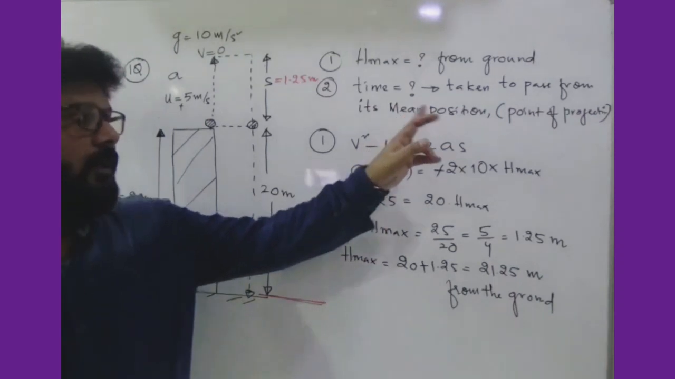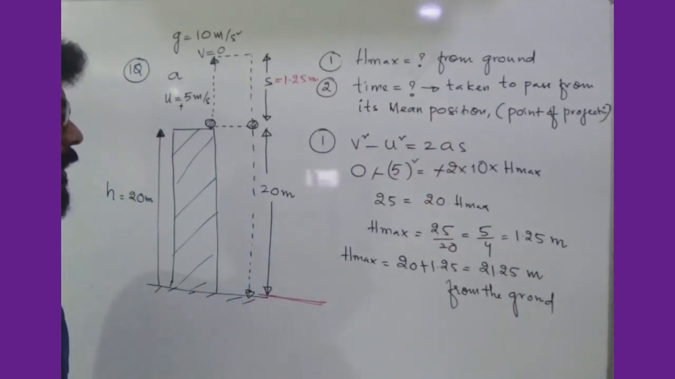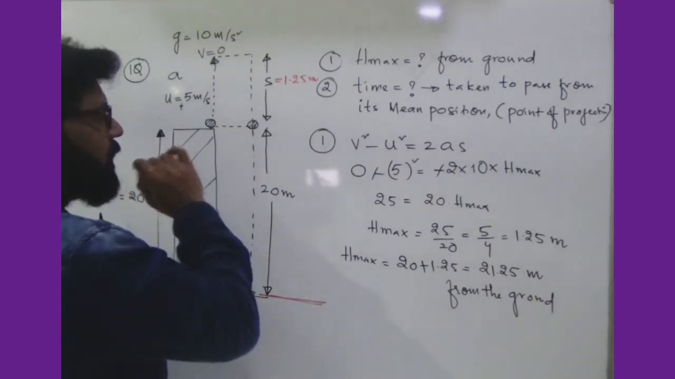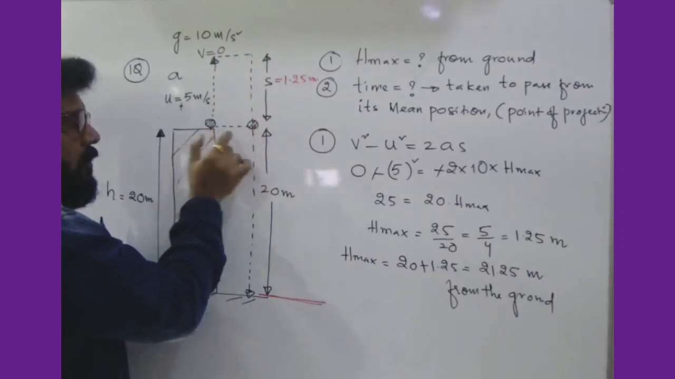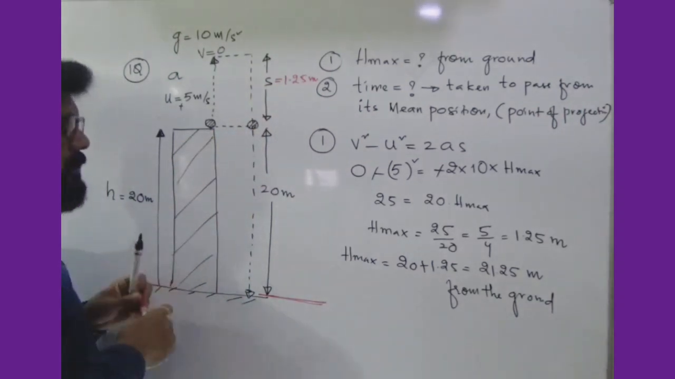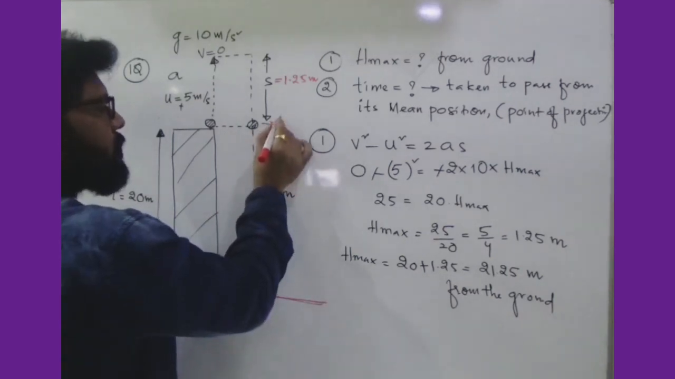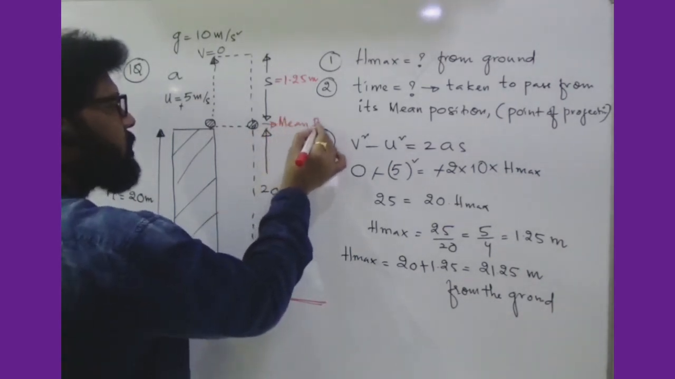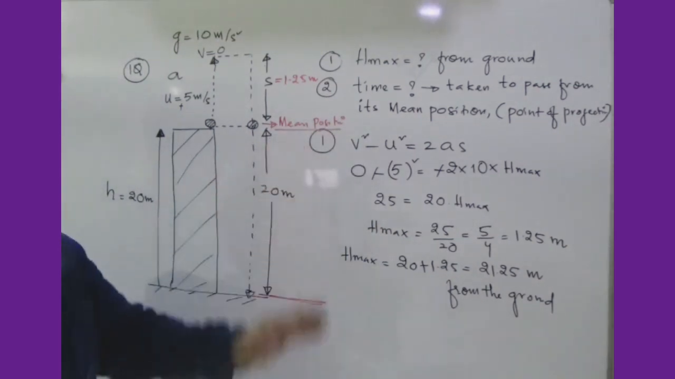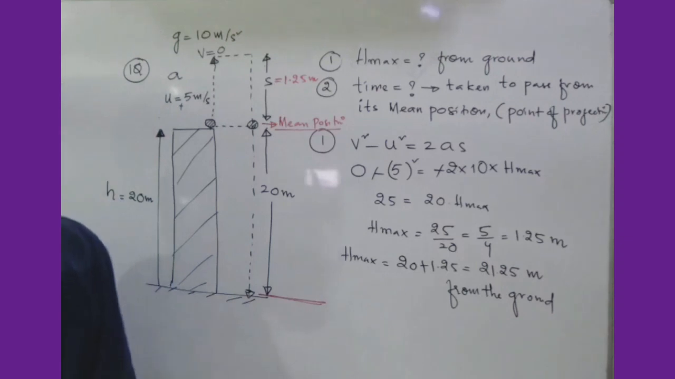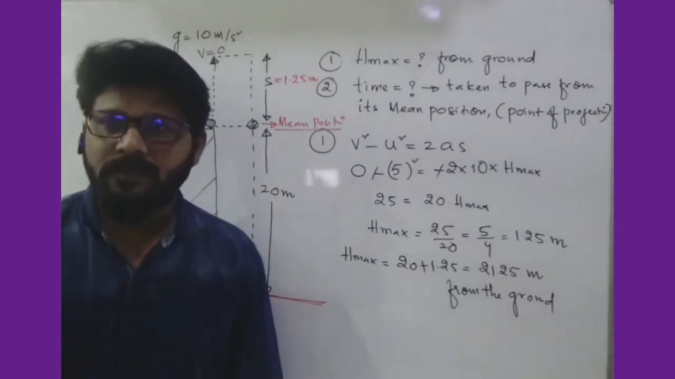Next we'll go for the time taken to pass its mean position. What is the time taken to pass its mean position? It will go upward and downward. This point is called the mean position. Is this one clear? So the mean position and the point of projection will both be the same.